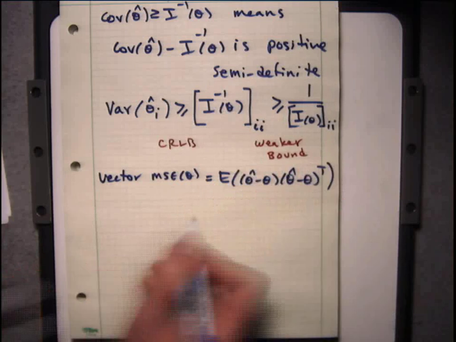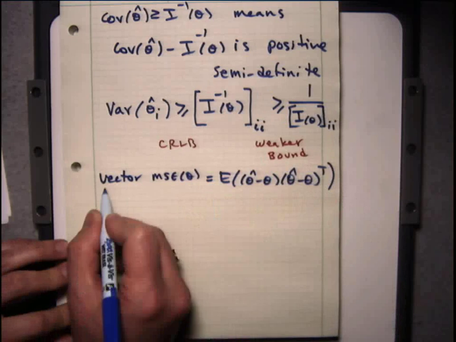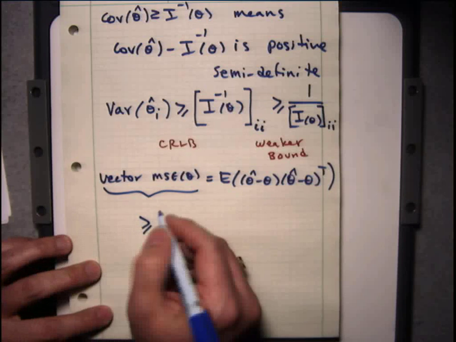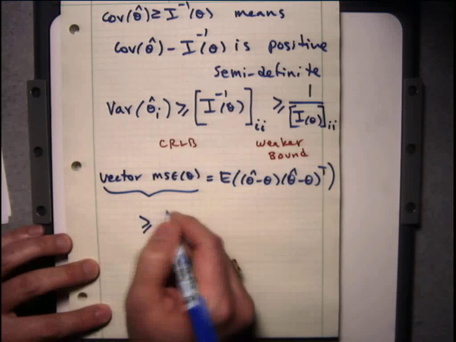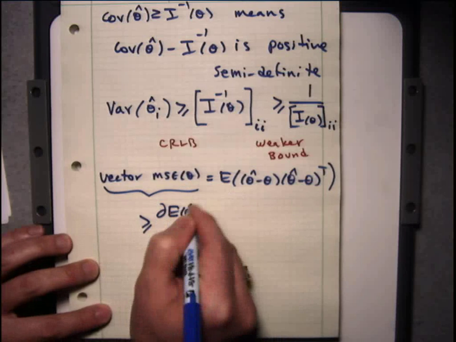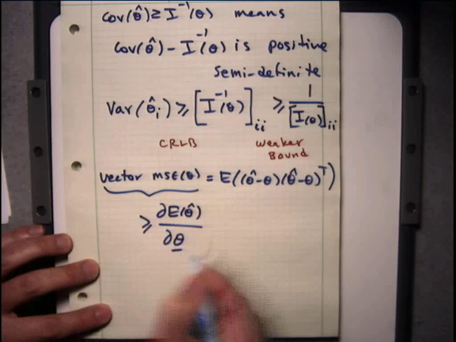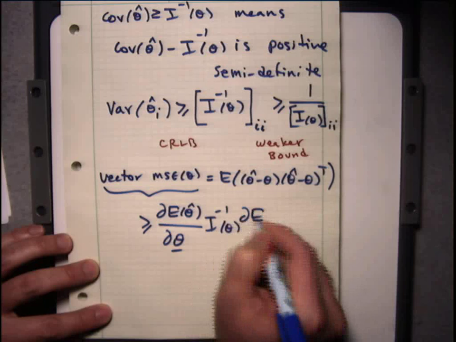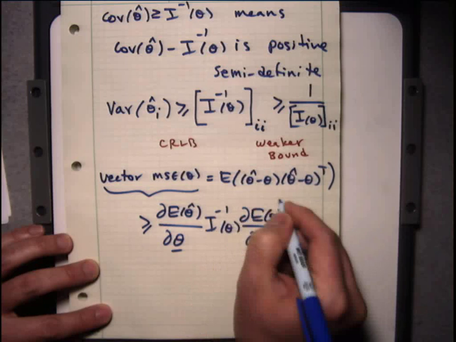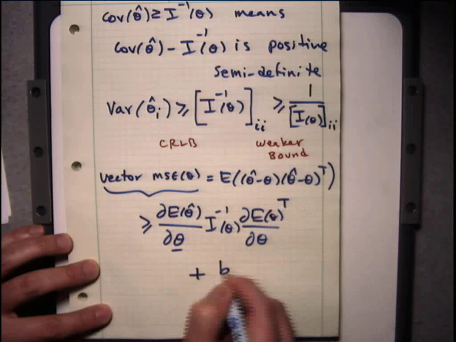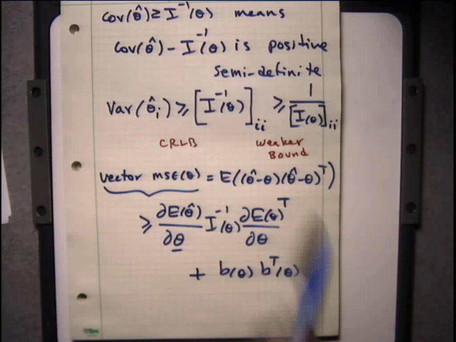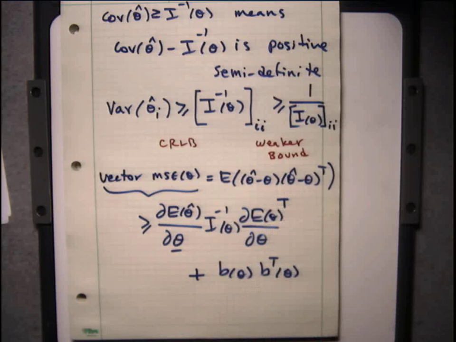Okay? And it turns out that this is less than or equal to, in the positive definite sense we just talked about, the expected value of theta hat, d theta, I inverse theta, d e theta, d theta transpose, plus b theta, b transpose theta. If you look at the right-hand side, you get the bound. It looks very much like the scalar case.